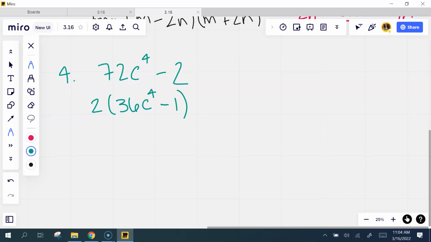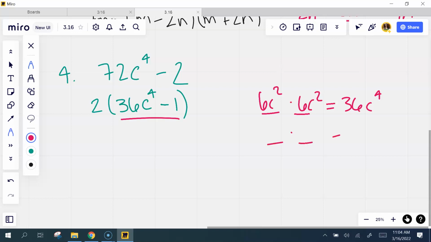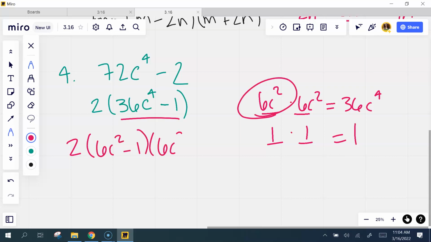Yes. This is what? Both of them are perfect squares. What do you multiply by itself to get 36c to the 4th? Look at y'all. 6c squared. What do you multiply by itself to get 1? 1, right? So I have 2 times 6c squared minus 1, 6c squared.